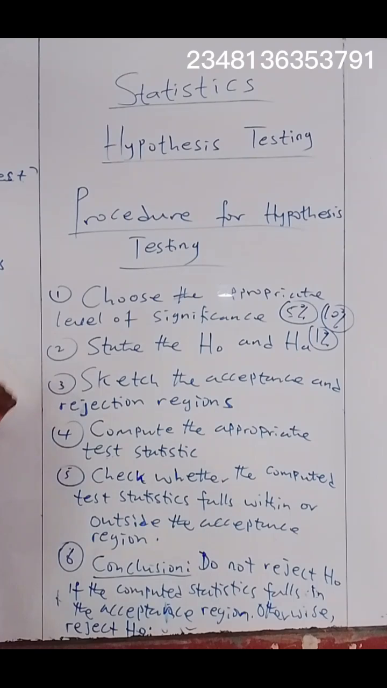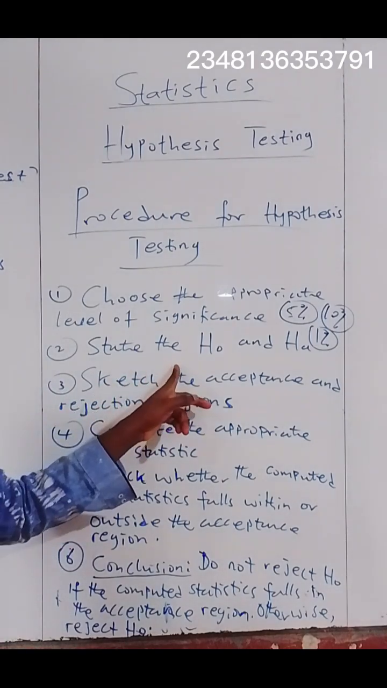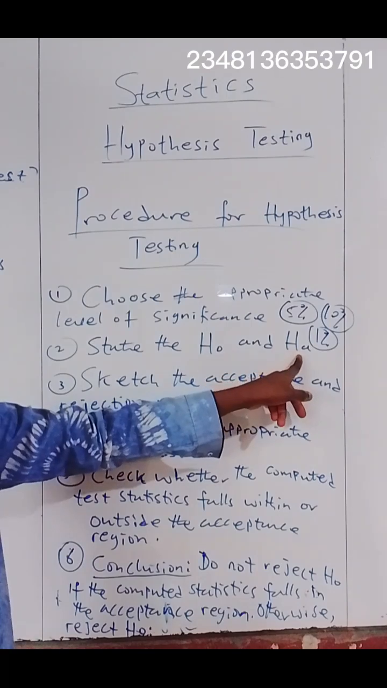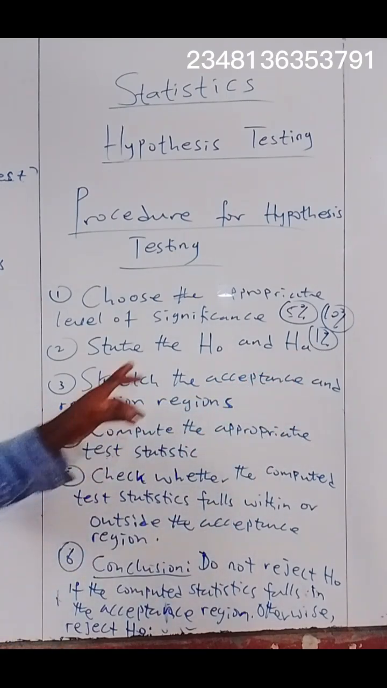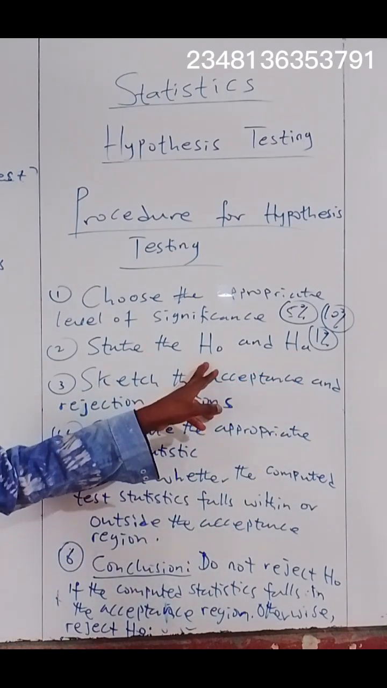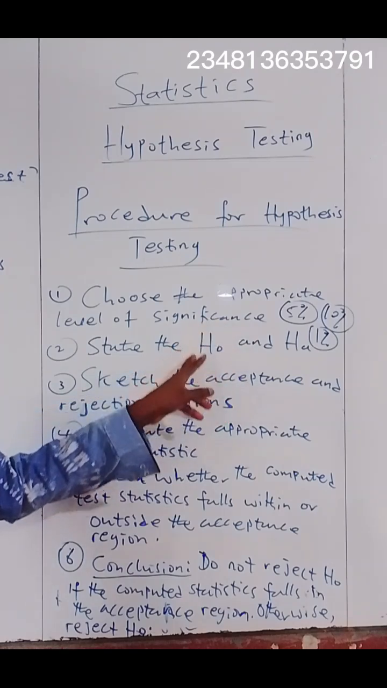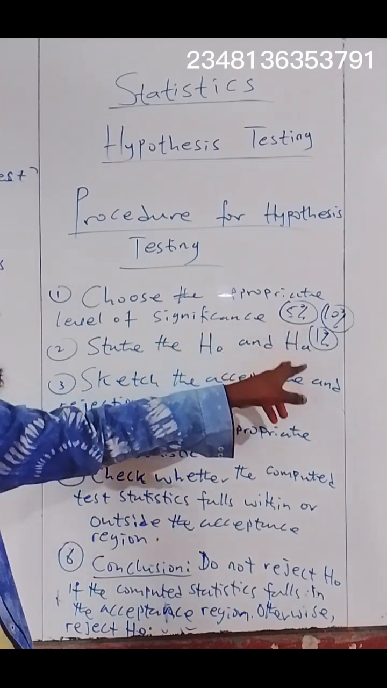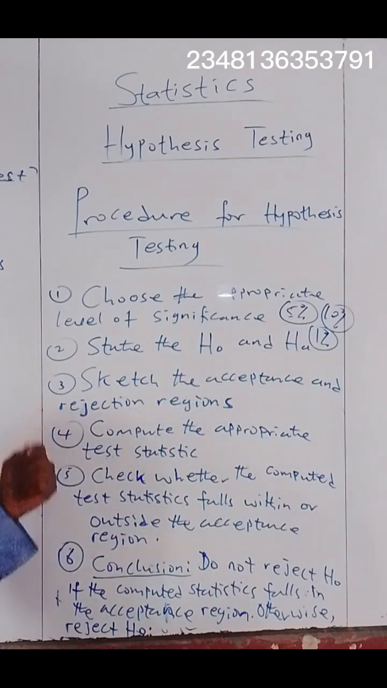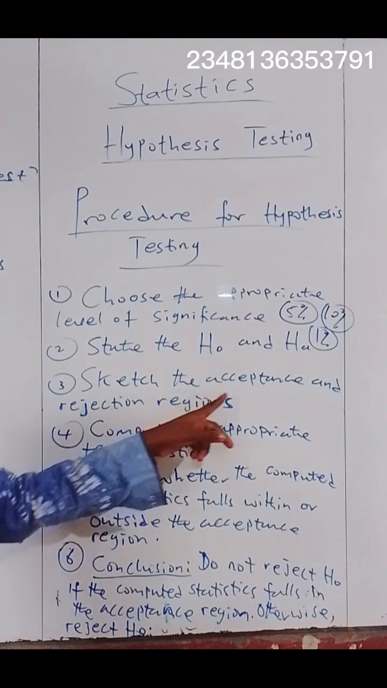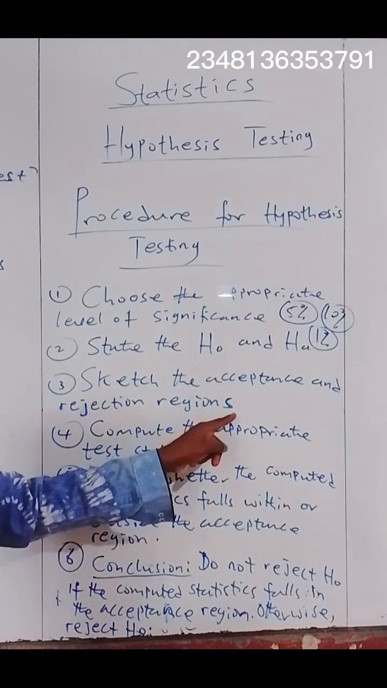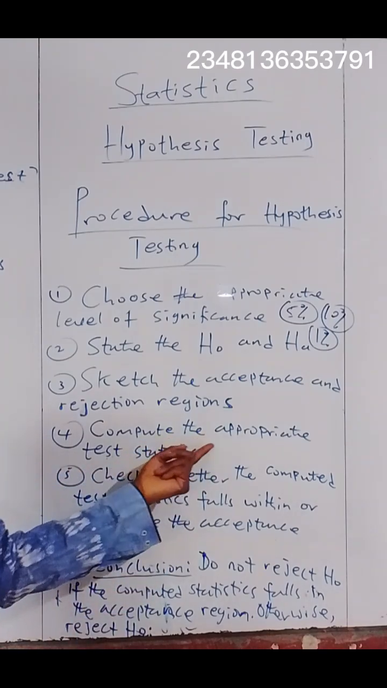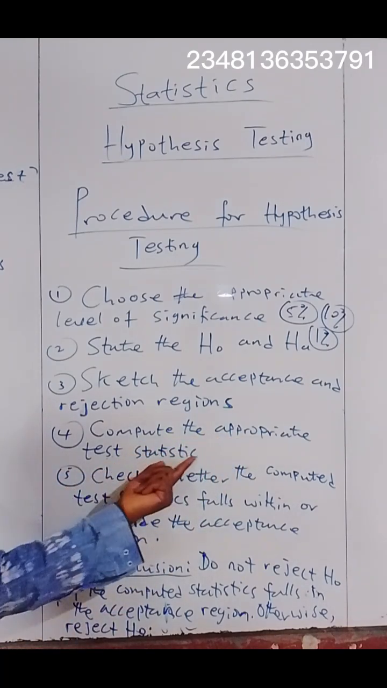The next step is to state the H naught, that is, state the null hypothesis and the alternative hypothesis. The null hypothesis is what we want to test, and the alternative hypothesis is what we have if this null hypothesis is rejected. Step 3 is to sketch the acceptance and rejection regions. Then step 4, we have to compute the appropriate test statistic.